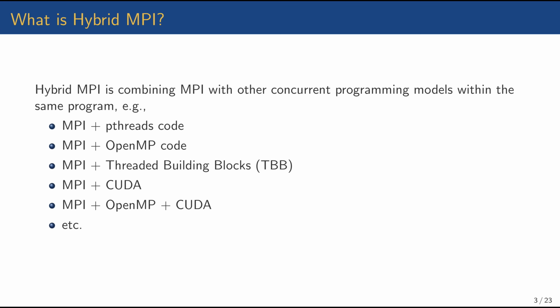Okay, so what is hybrid MPI? Hybrid MPI is combining MPI, if you want to do MPI programming, with some other concurrent programming models within the same program. Let's say you already have existing code that uses threads or OpenMP or TBB building blocks or CUDA or whatever. Especially if that code that uses threads only runs on one computer.